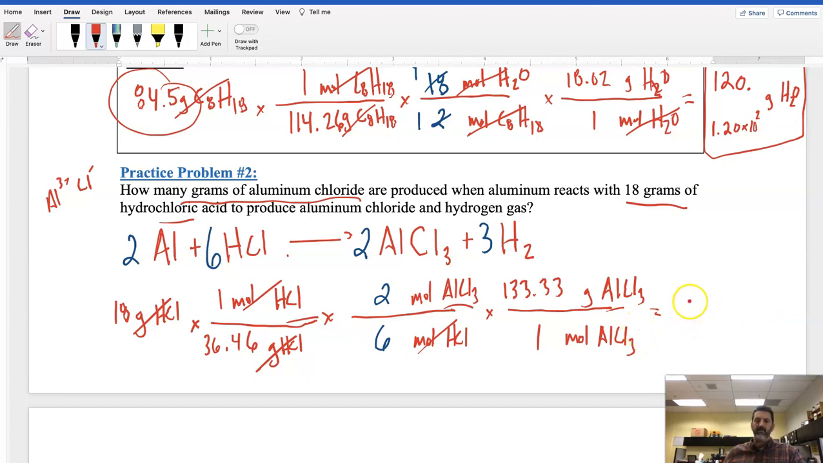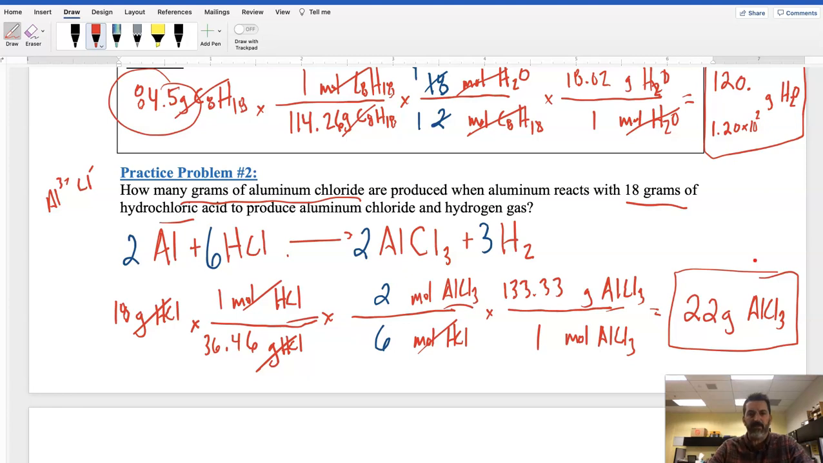Okay, now when you do this correctly and you have the correct number of significant figures, you should get 22 grams of aluminum chloride. I hope that was helpful.